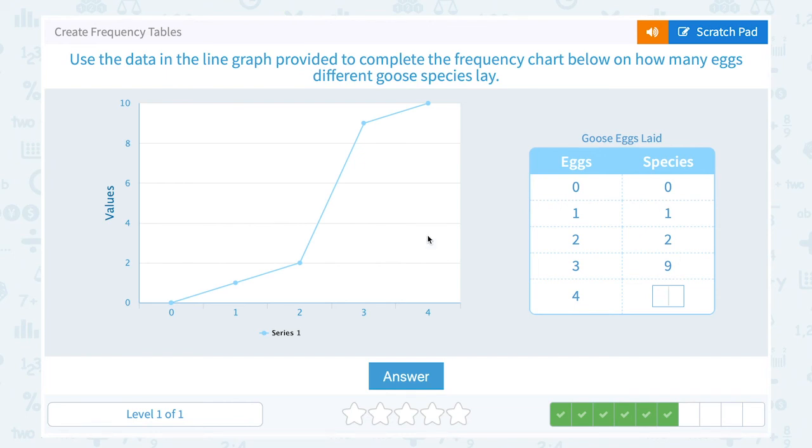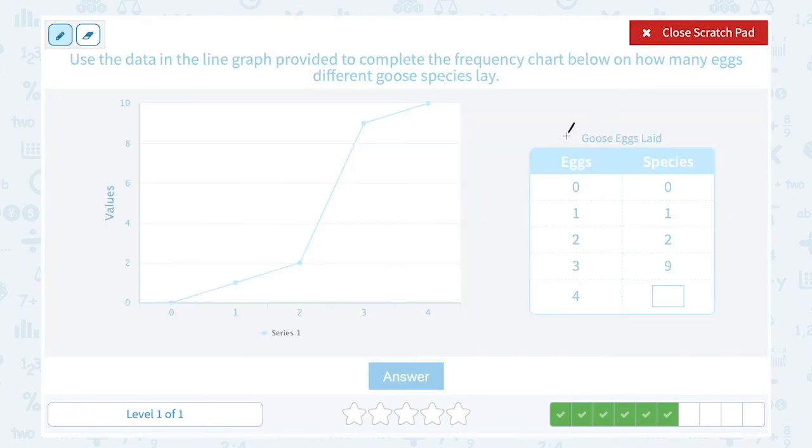Okay, I have another line graph. So same thing as before, I'm going to look at each of these points as being an ordered pair in my table. So remember, the ordered pairs are x, y, and the first x value, in this case represents eggs, tells us how far we're moving to the right when we look at that point. And the second, or the y coordinate, tells us the number of species when we see how far it is up or down on the y-axis. Okay, and our question said, use the data in the line graph provided to complete the frequency chart below on how many eggs different goose species lay.